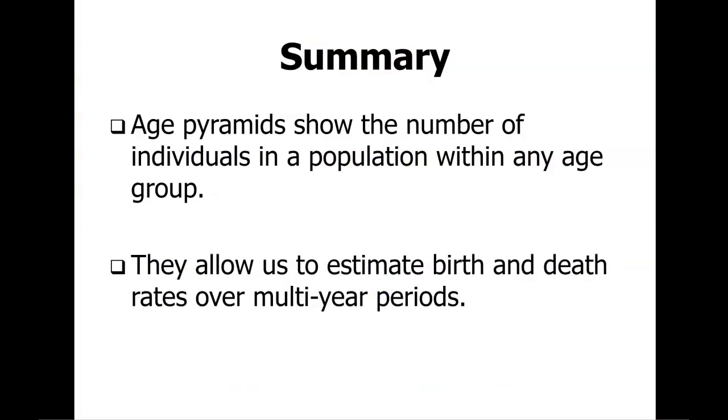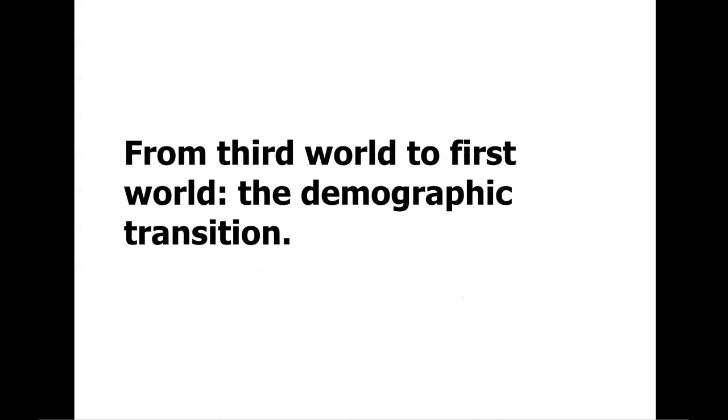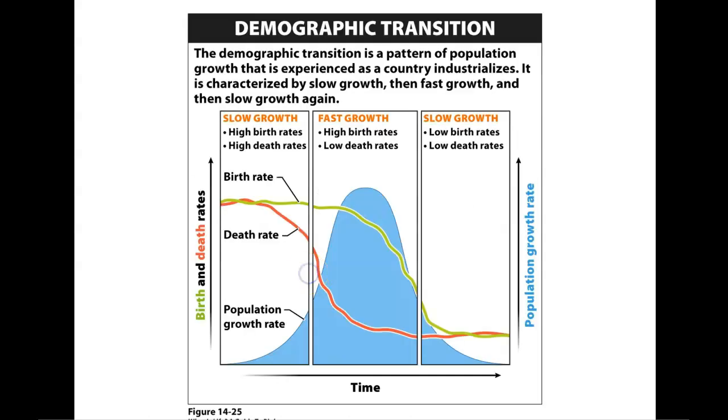So age pyramids are going to show the number of individuals in a population within any age group, and they allow us to estimate birth and death rates over multi-year periods. So from third world to first world, the demographic transition. The demographic transition is going to be a pattern of population growth that is experienced as a country industrializes. It's going to be characterized by slow growth, then fast growth, and then slow growth again.